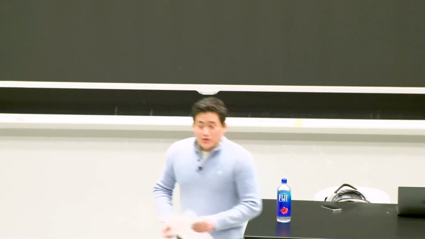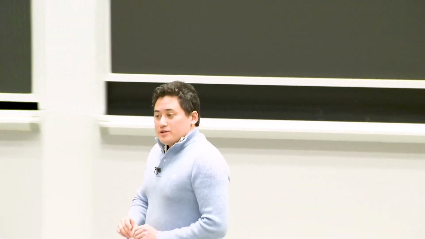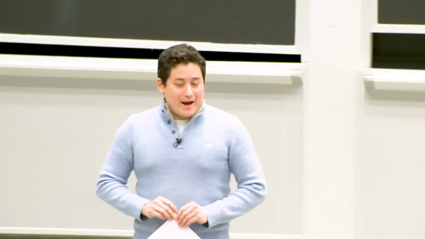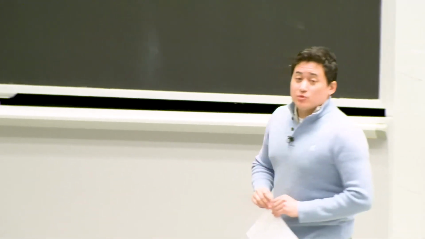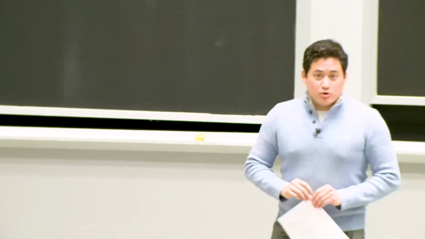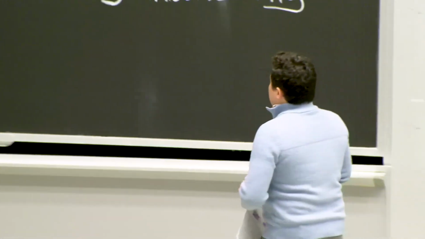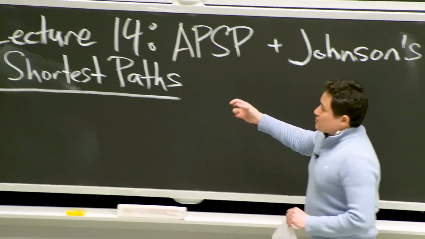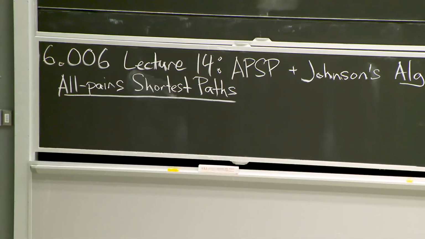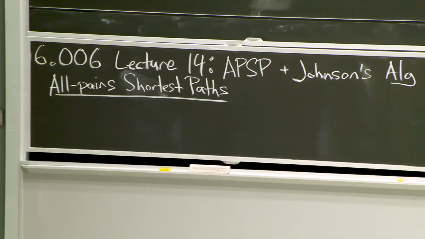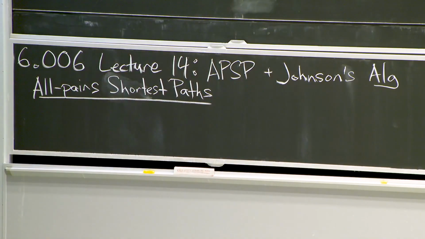Welcome everybody to lecture 14 of 6.006. This is our last lecture on graph algorithms. In particular, the last lecture we'll have on weighted shortest paths. But we're going to talk about a slightly different problem today, different than single source shortest paths. We're going to be talking about all pairs shortest paths.